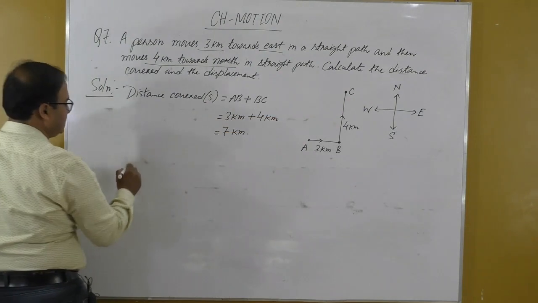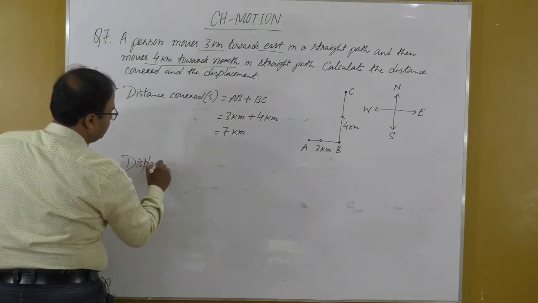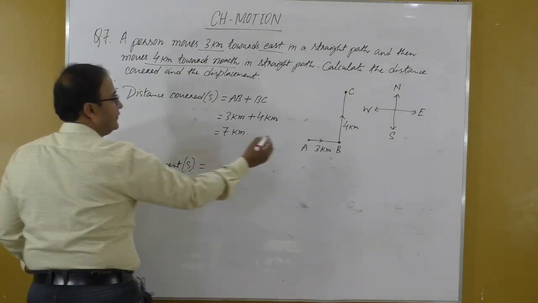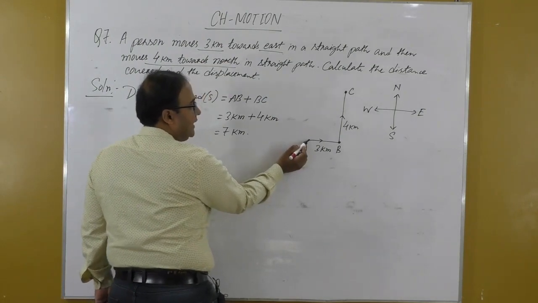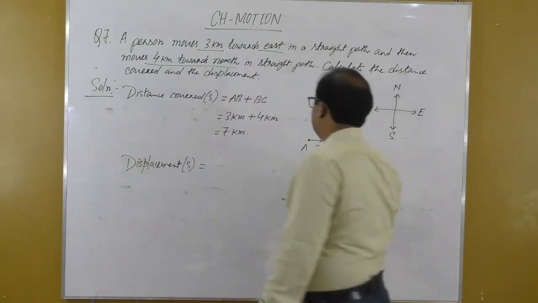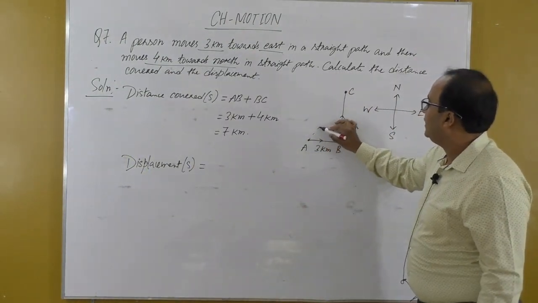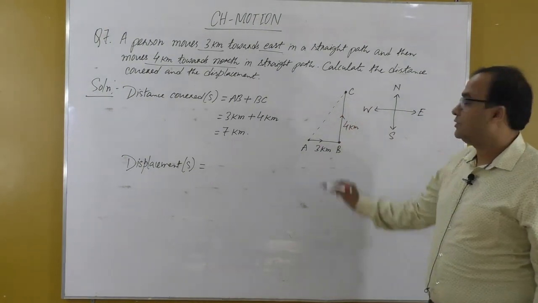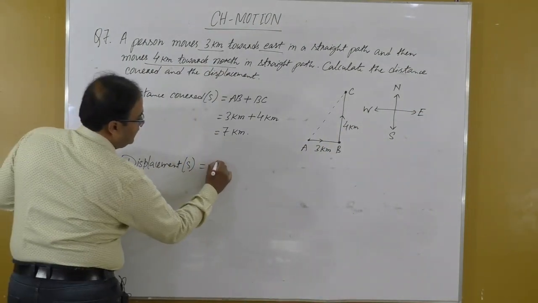In the next part it is asked what is displacement, and displacement here, if you look at this figure, for displacement the initial position is A and the final position is C. So displacement is the shortest straight line path between the initial and final position, and this straight line path between initial and final position is nothing but AC. So displacement here will be AC.